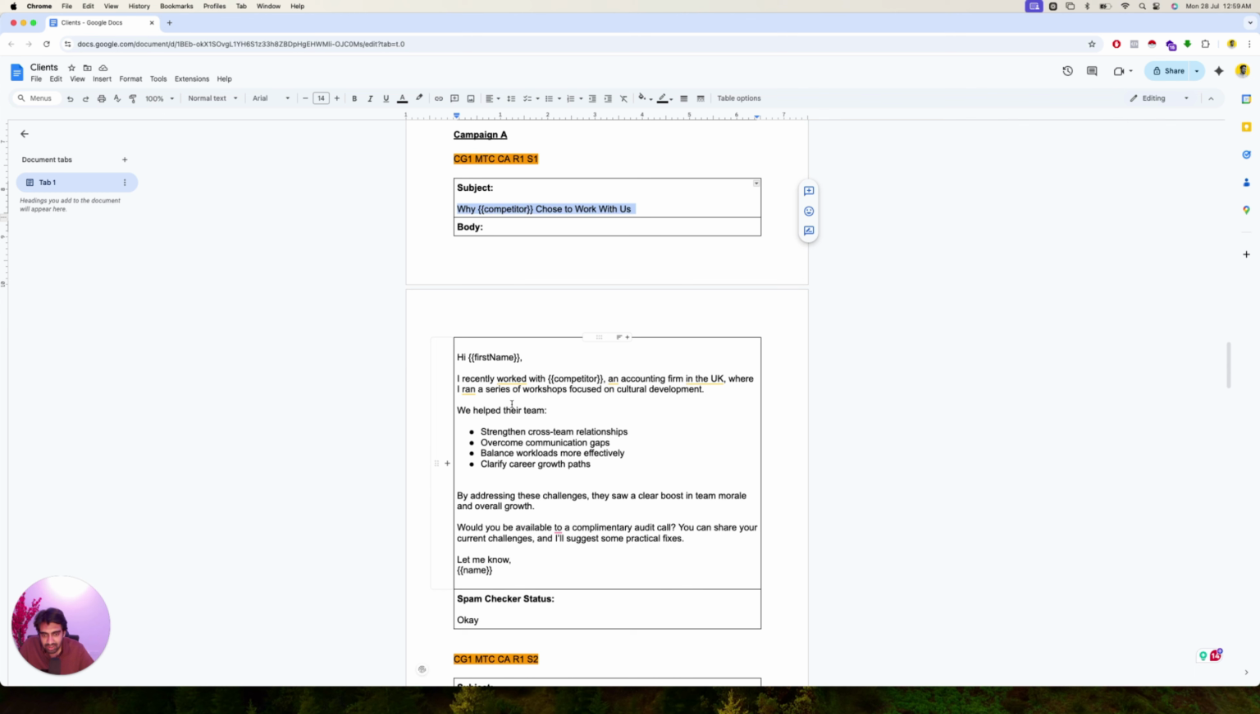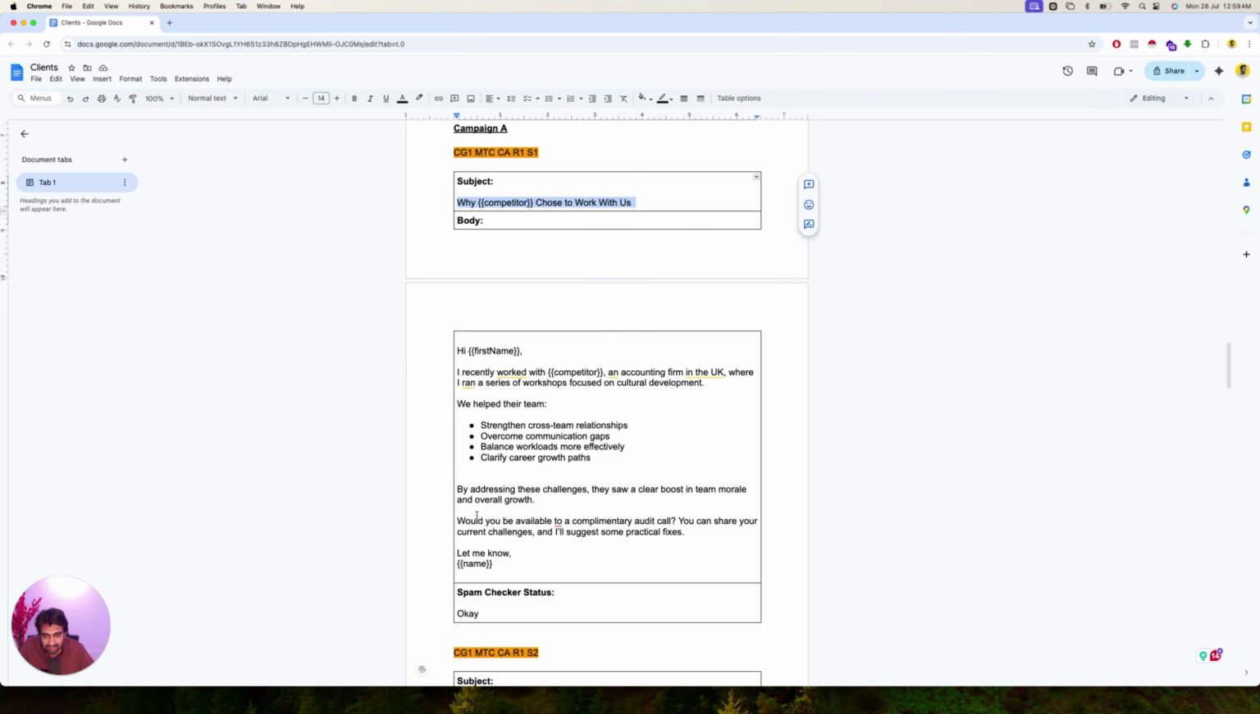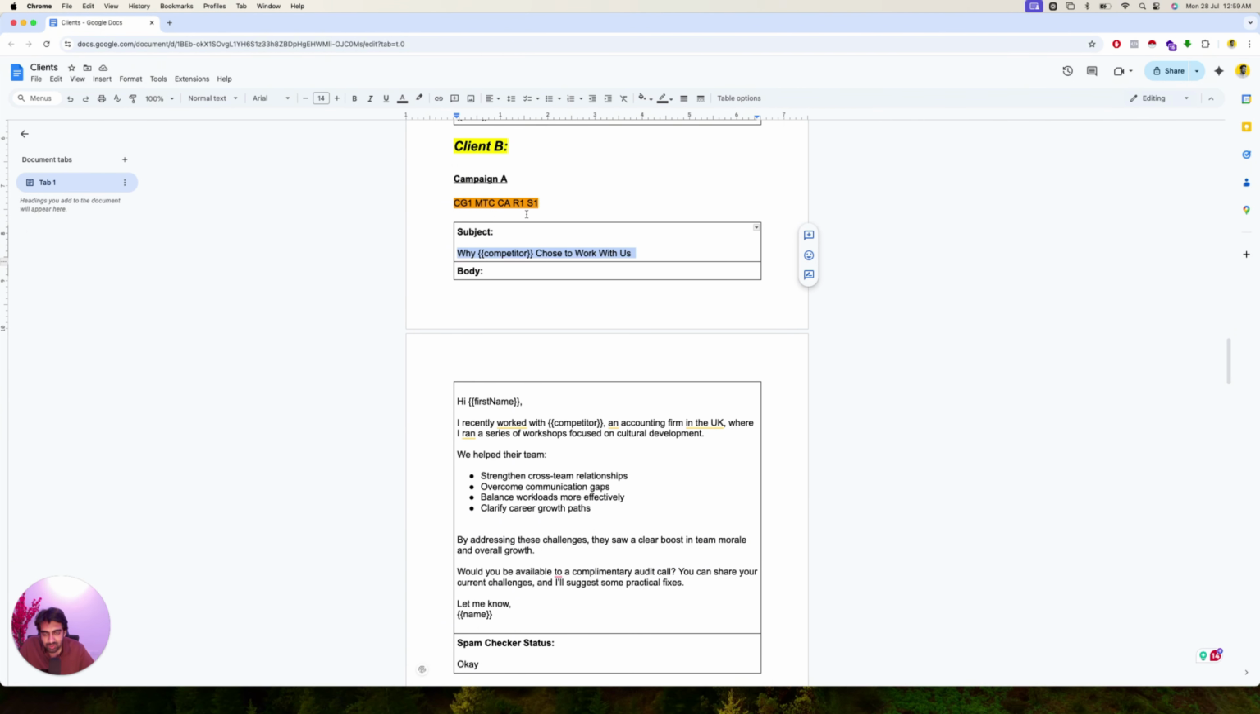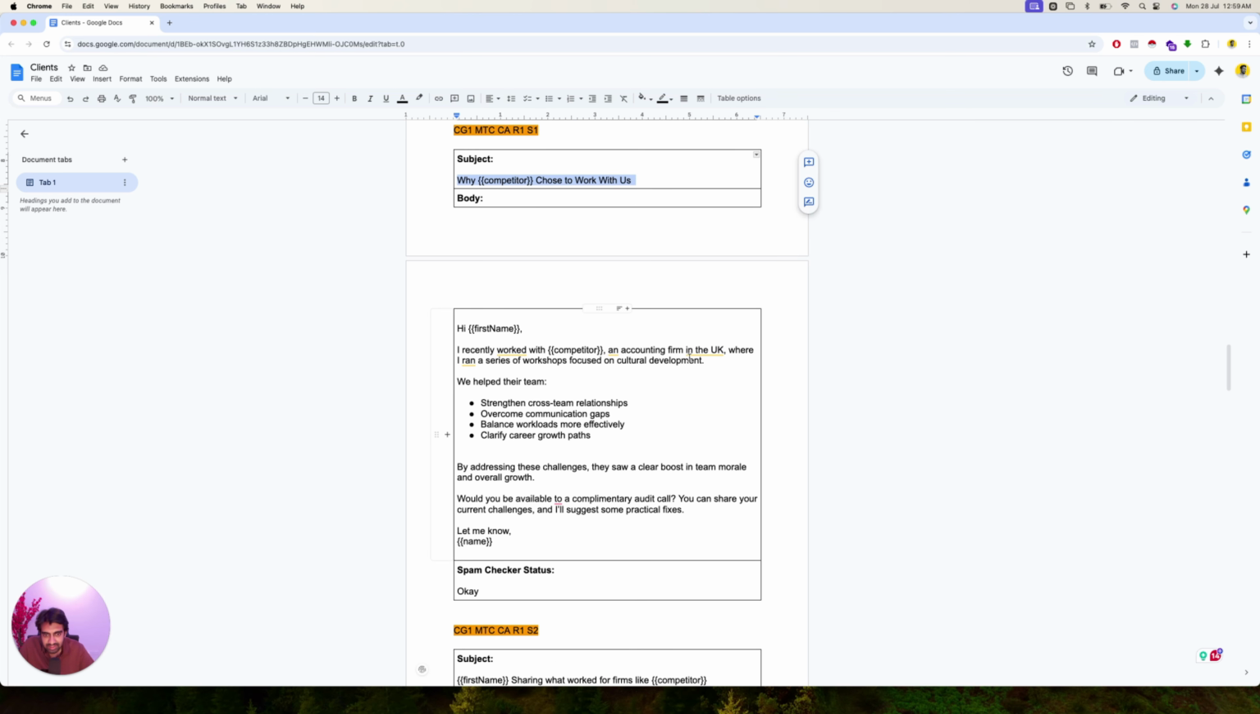Okay, now if you take a look at campaign A, I'm using the competitor strategy. Client B has worked with a client that is an accounting firm in the UK, and they benefited hugely. So my cold email focuses on telling them, hey, I have worked with this particular client, and this is how they benefited. Now, would you be able to come to a complimentary audit call?